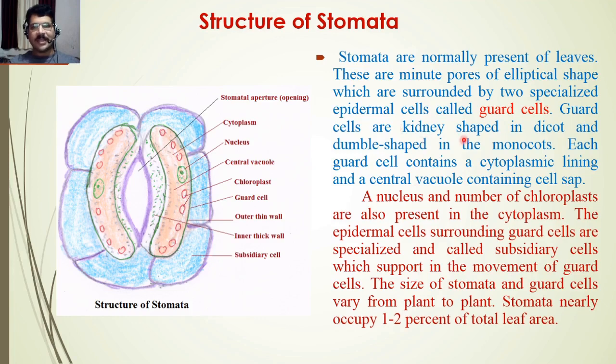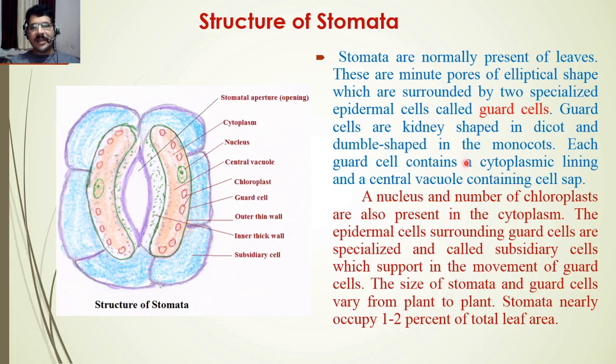Guard cells are kidney shaped in dicots and dumbbell shaped in monocots. If we see the shape of guard cells in a dicot, they are kidney shaped, but if we see the structure of guard cells in a monocot plant or monocot leaves, they are dumbbell shaped.